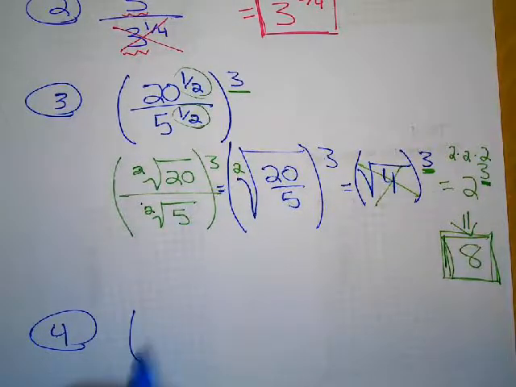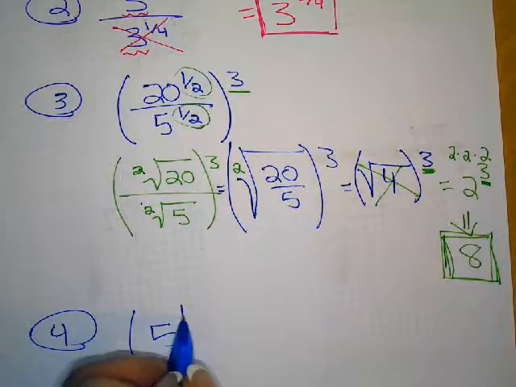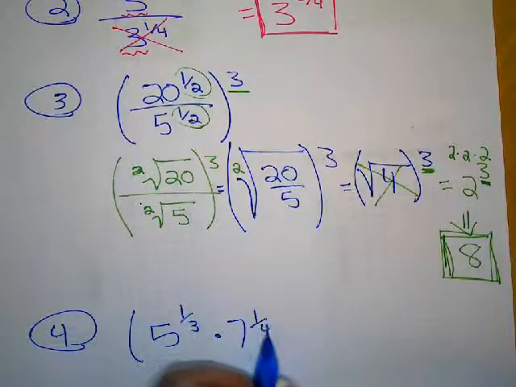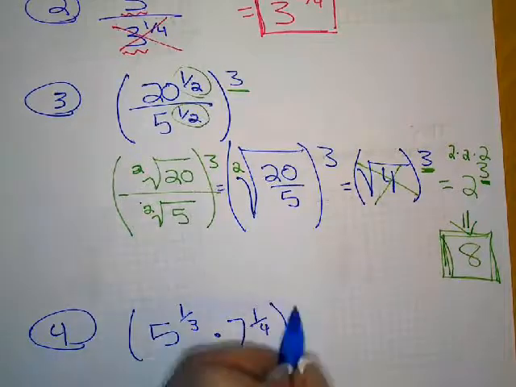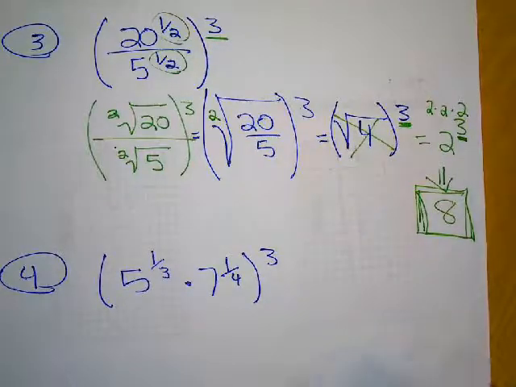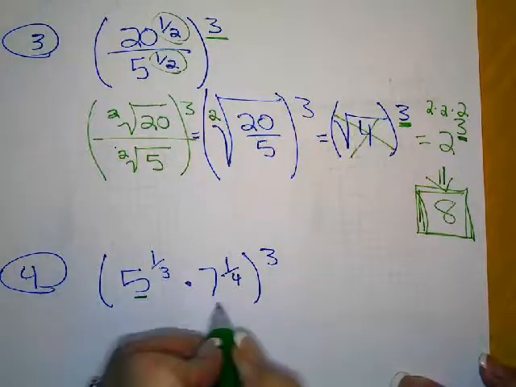I have a 5 to the 1/3 times a 7 to the 1/4. And this is a quantity cubed. Again, if I look at that as a multiply and say, can I add those exponents? Are you going to say yes or no? No. Why not? Very good. If you look at this base, it's not the same as this base, is it?